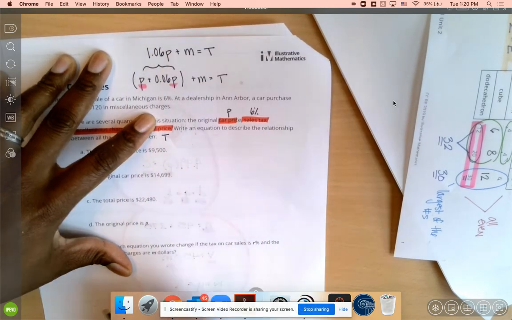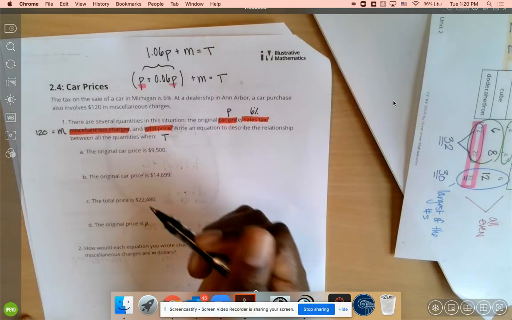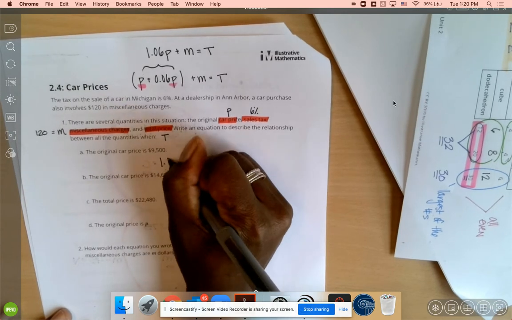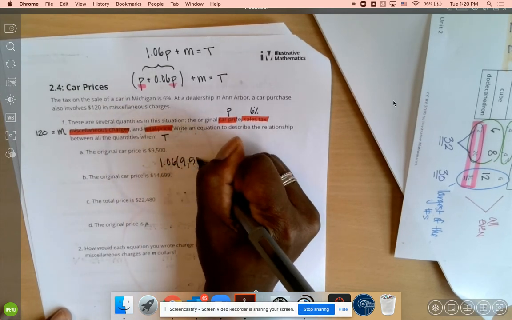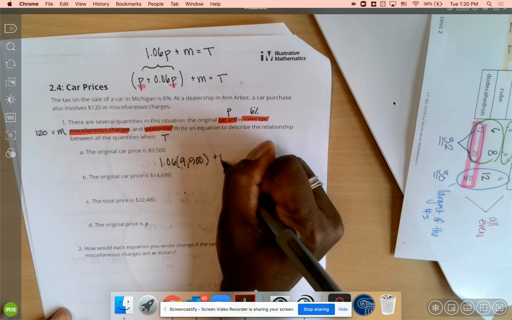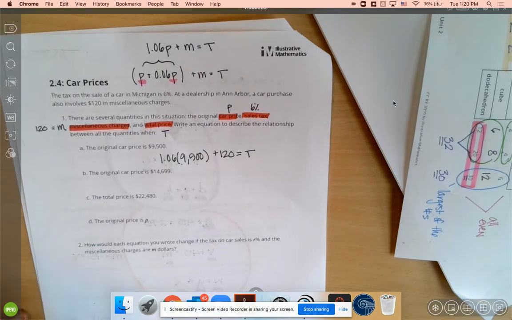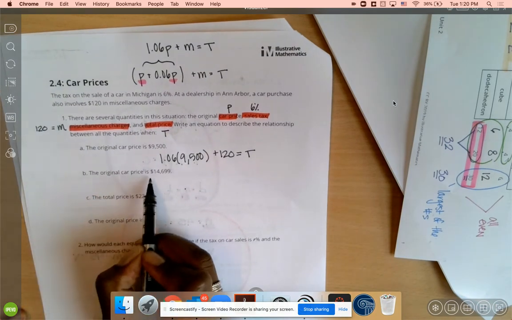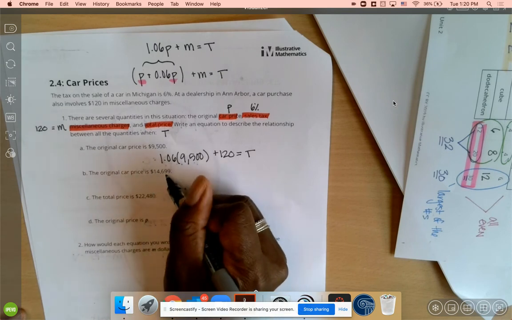All right, now let's answer the questions below. So the original car price is $9,500. So I'm going to fill in what I know. So I can do 1.06 times 9,500 plus 120 equals T. The total price is $14,699. $14,699.